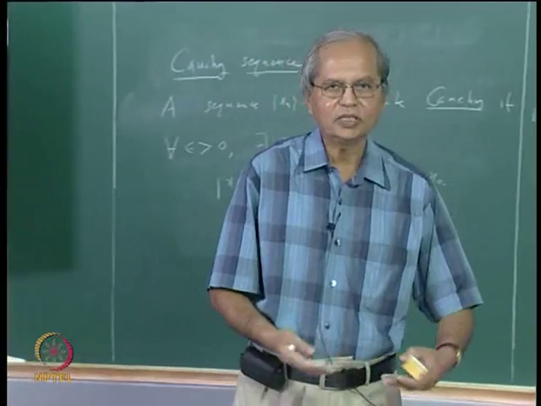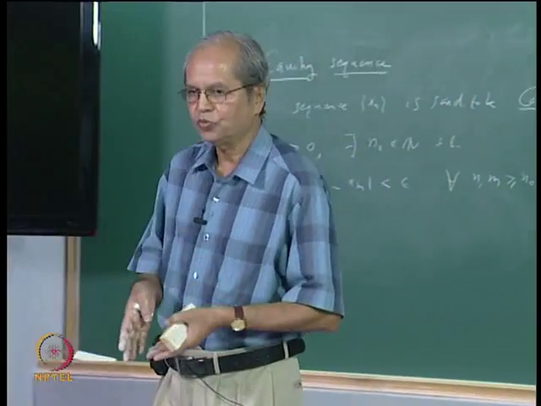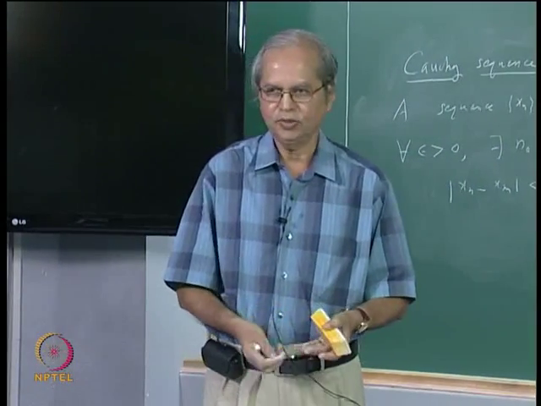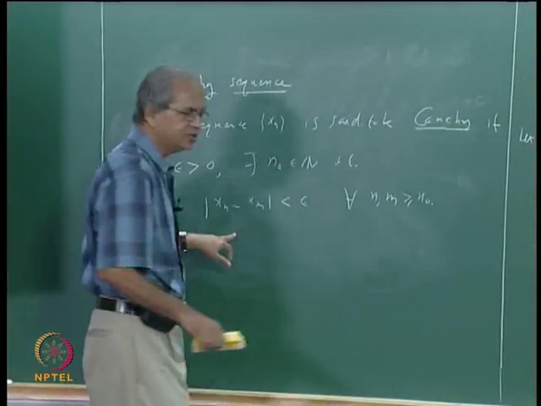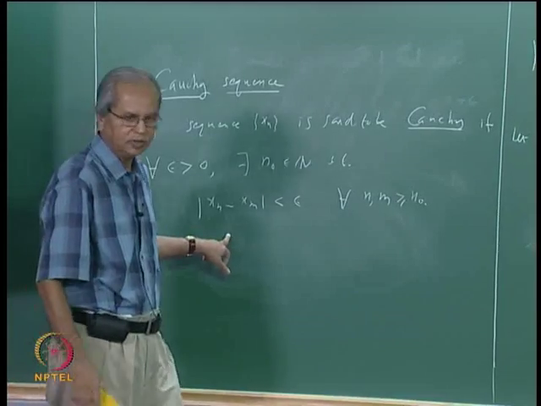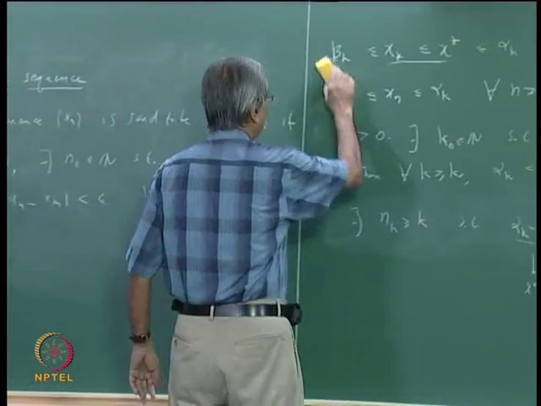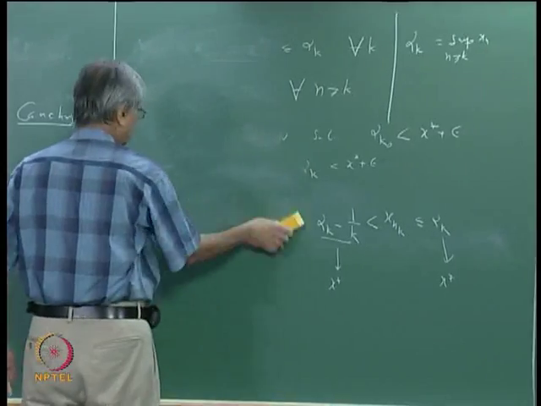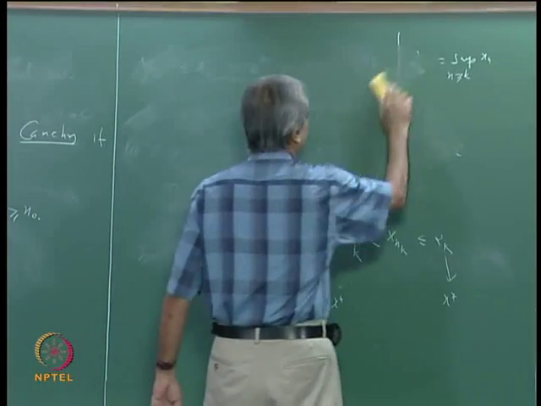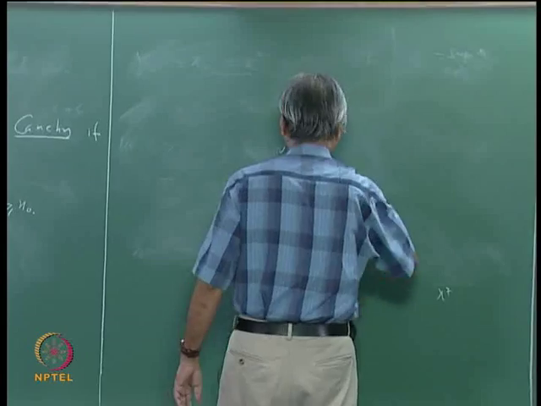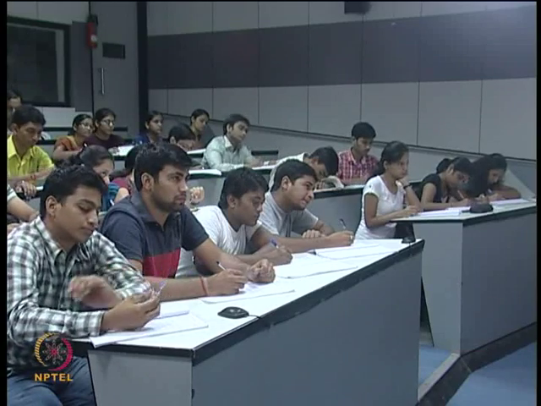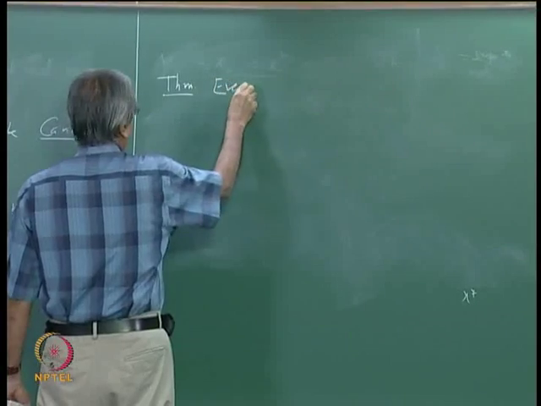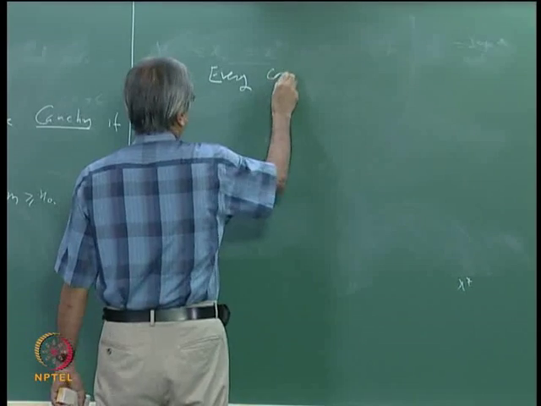Now intuitively it is clear, if all of them go close to some one point x, they should also come close to each other. That is what is expressed by saying that every convergent sequence is Cauchy. Let us just quickly see the proof of that. So, every convergent sequence is Cauchy.